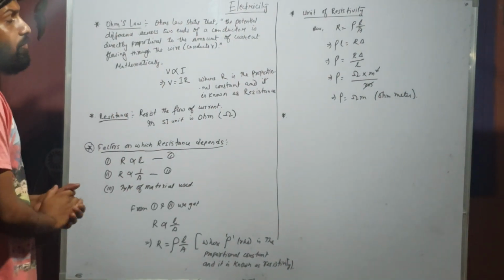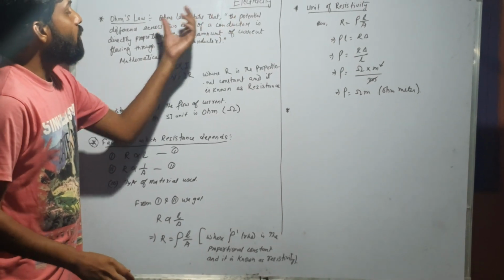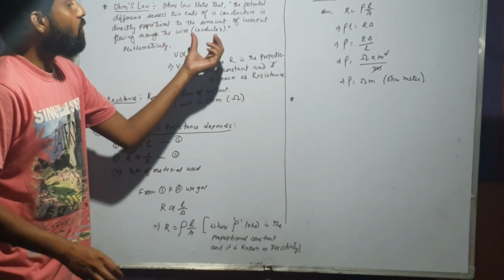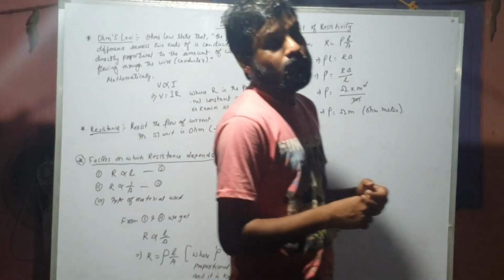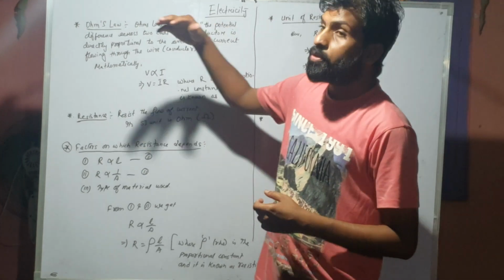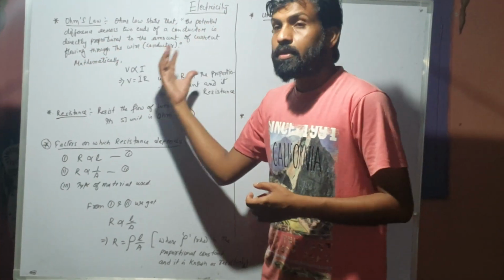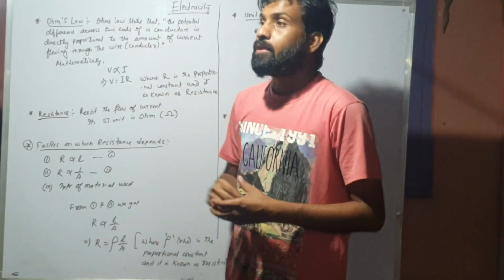The potential difference in a conductor is directly dependent on the amount of current flowing through it, meaning flowing through the conductor. It means that the potential difference is going to increase when the current is increased, and the potential difference is going to decrease when the current is decreased.